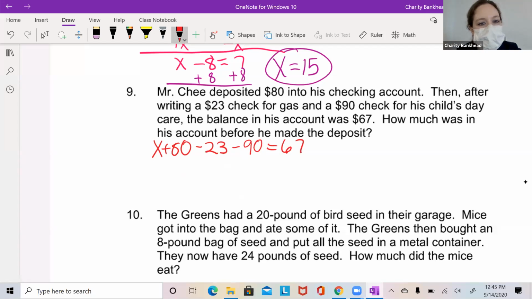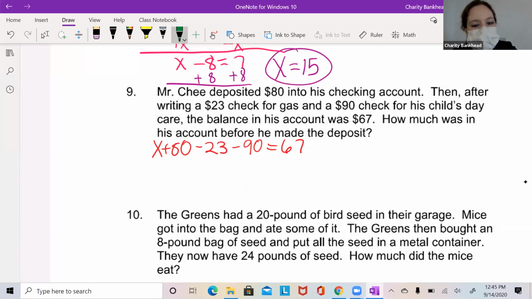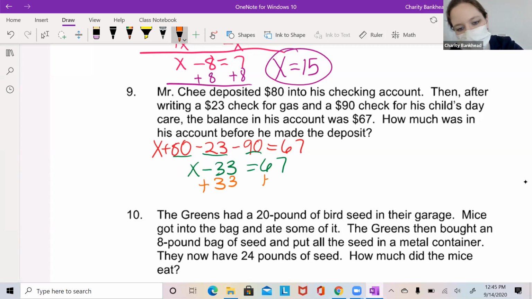All right, so let's combine the like terms here. 80 minus 90, that's easy. I'd think about that first. That'd be just -10. And then -10 minus 23 would be -33. So that would be X minus 33 equals 67. And then I'll just add 33 to both sides. That makes the X equal to 100. Okay, so before he did all that stuff, he had $100.